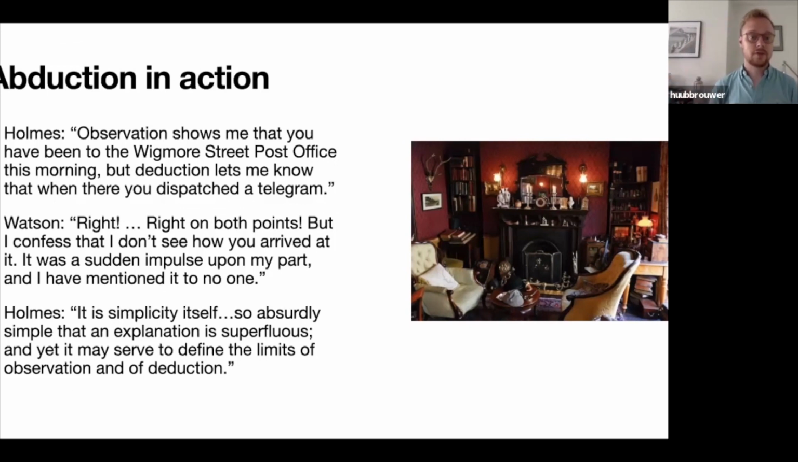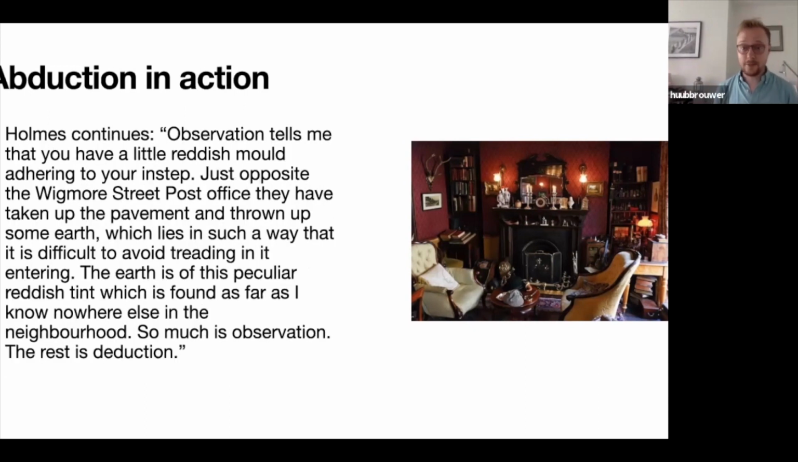And Holmes goes on to say about this very modestly, as he always does, "It is simplicity itself, so absurdly simple that an explanation is superfluous, and yet it may serve to define the limits of observation and of deduction." So he's going to explain it anyway, although it's obvious. The explanation that he gives is the following.